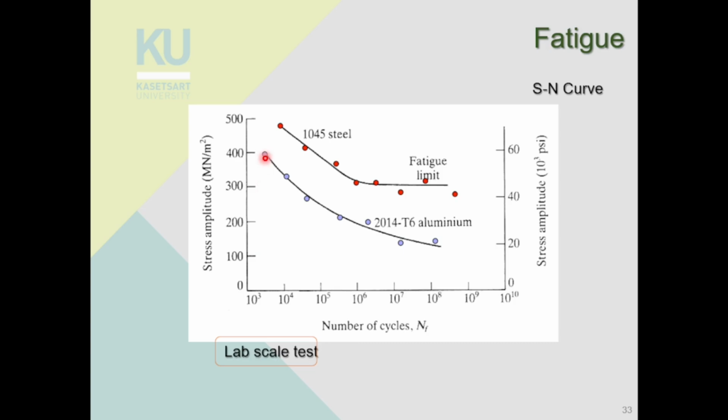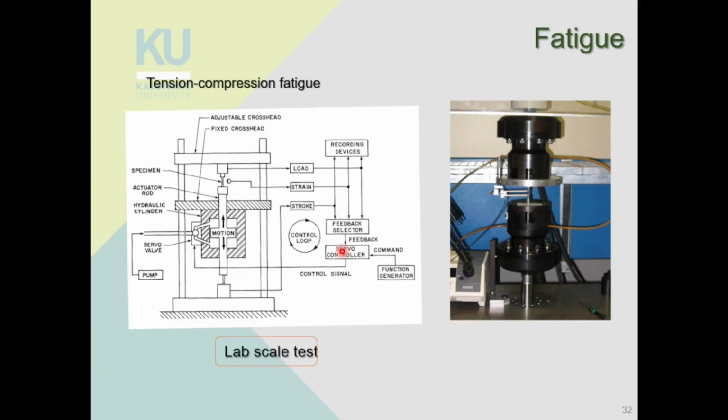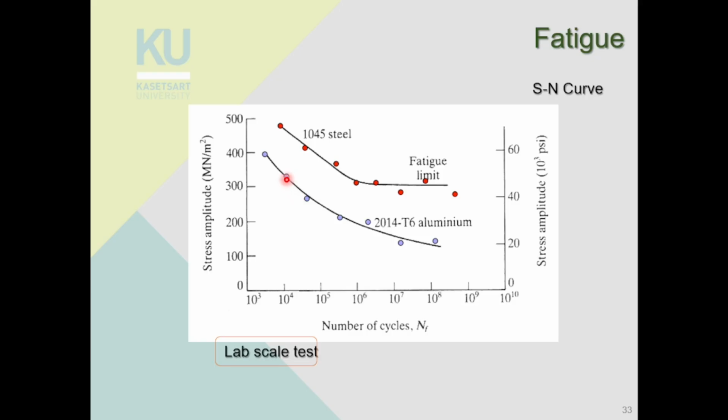We do the same, we change the weight. We do the same until it breaks, we get another point. We change the weight, we do the same, we get another point, right? Until we get this line, which is the SN curve, right?